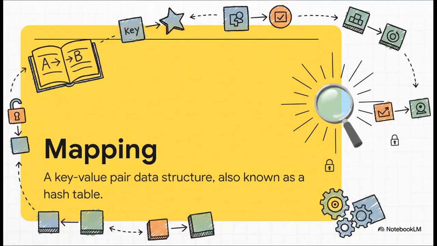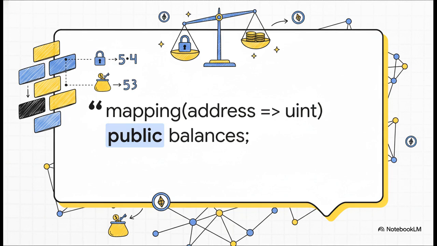One of the most powerful reference types you'll use is a mapping. Seriously, if you've ever used a dictionary in Python, you already get this. It's just a way to store data by linking a unique key to a specific value. And here is the perfect example of why that's so useful. With just one line, we're creating a public ledger of balances. The mapping links an Ethereum address, that's the key, to a number, which is the value representing their balance. This super simple structure is the core of how things like crypto tokens work.